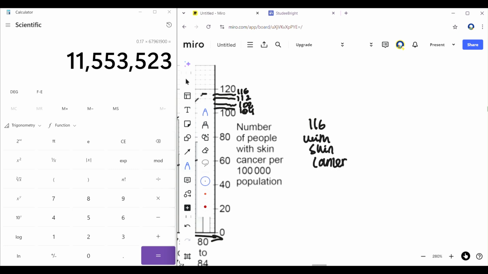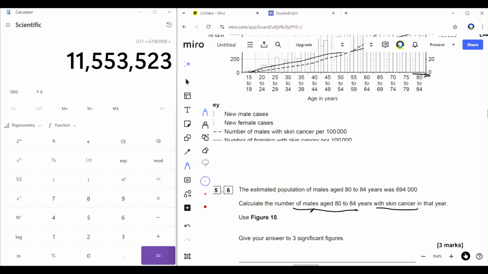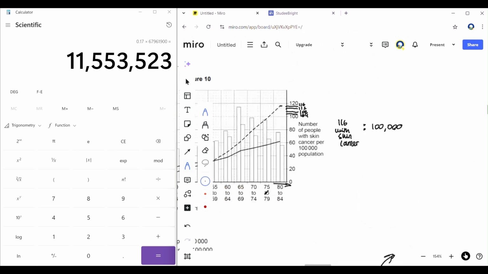These are males, 80 to 84 years of age. For every 100,000 within this population, 116 are estimated to have skin cancer according to this ratio. So the population is this. I will write it on here. The overall population is 694,000.